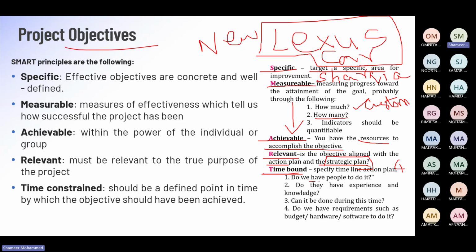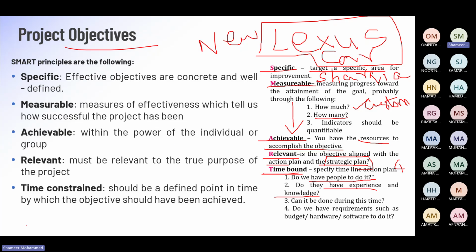See, do we have people to do this? And do the people have proper experience? Yani, the person who is going to market the product should have good experience. He should have good knowledge about the Lexus car to explain it to the customer. So can this be done during this time?